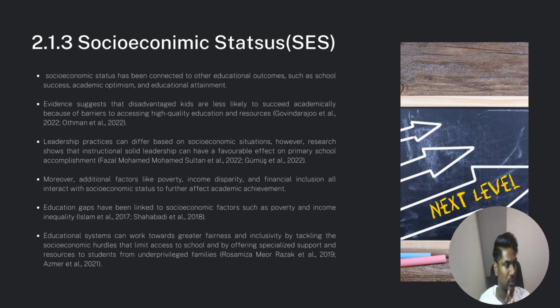Education gaps have been linked to socioeconomic factors such as poverty and income inequality in the studies also. The educational system can work towards greater fairness and inclusivity by tackling the socio-economic hurdles that limit access to school, by offering specialized support and resources to students from underprivileged families. The studies were done by Rosmiza, Mio, Raza and Azmi, in 2019 and 2021.